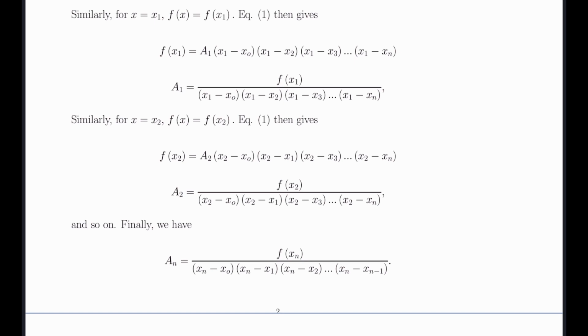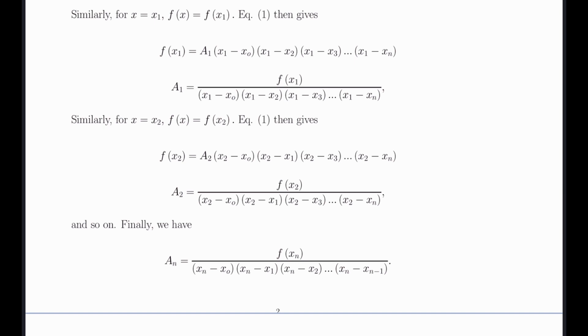Similarly, we can find the value of the different constants. If you put x equal to x2, fx becomes equal to fx2. So fx2 is a2, x2 minus x0, x2 minus x1, x2 minus x3 up to x2 minus xn. So a2 is equal to fx2 upon x2 minus x0, x2 minus x1 up to x2 minus xn.